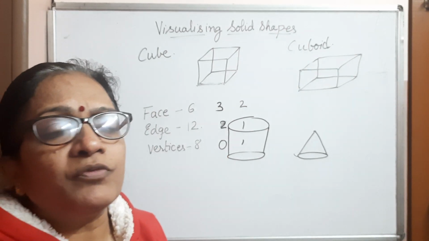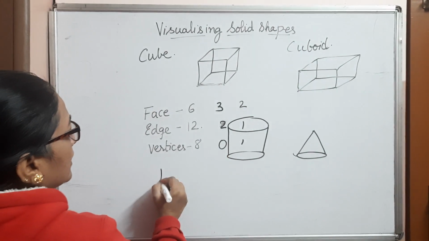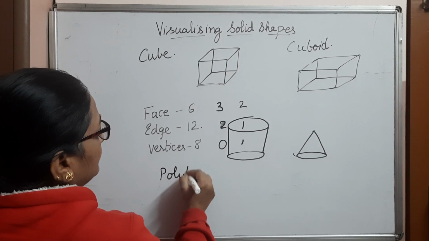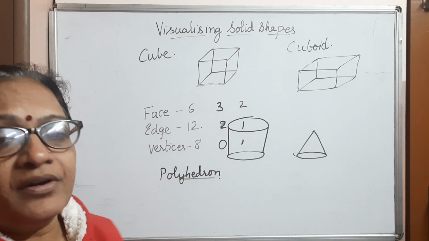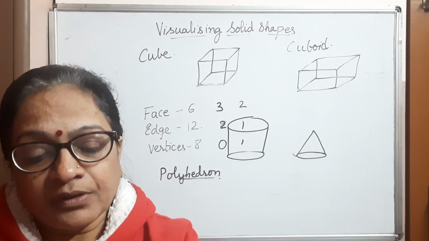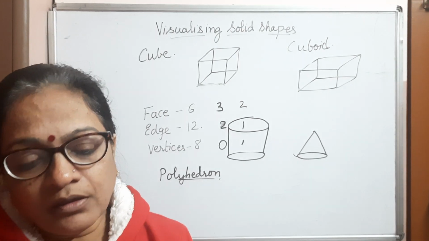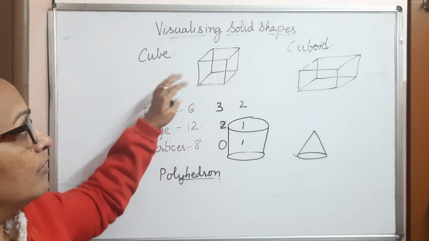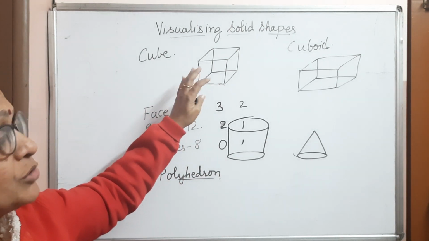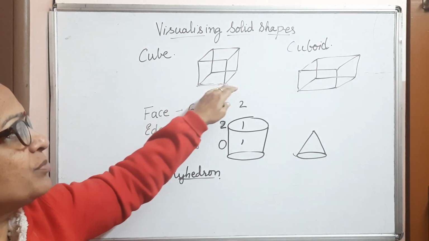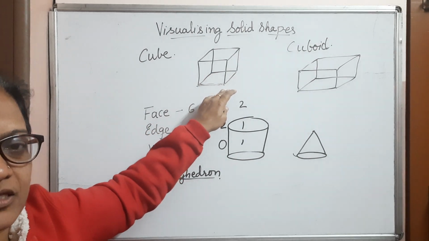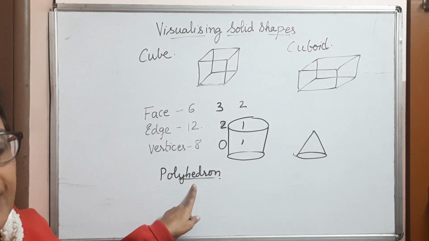Now a new term will be introduced which is known as a polyhedron. Now what is a polyhedron? A polyhedron is basically a figure which is made up of faces in which the faces meet at an edge and the edges meet at a vertex. So that is known as a polyhedron.